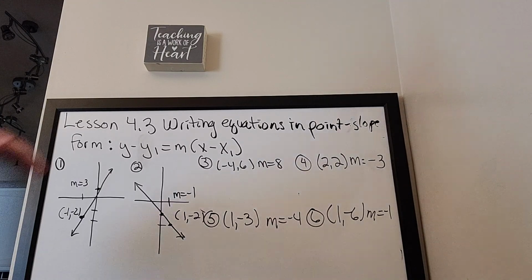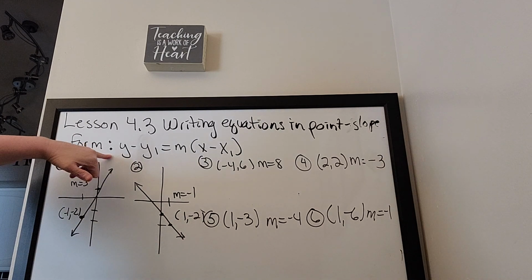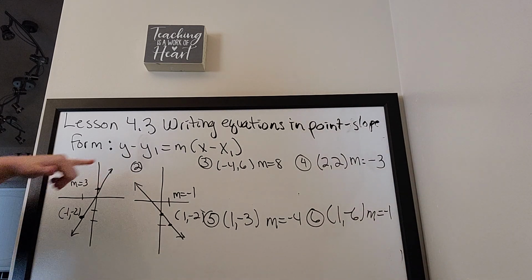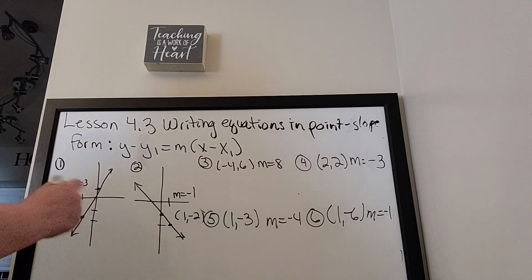Okay, we are on lesson 4.3, writing equations in point slope form. Point slope form is y minus y1 equals m times x minus x1. So y1 and x1, those are the points.